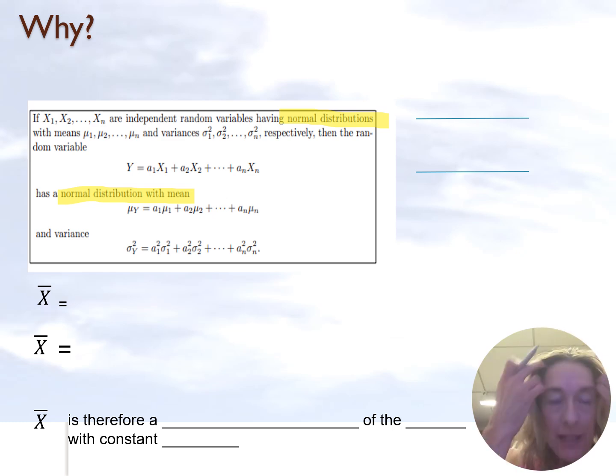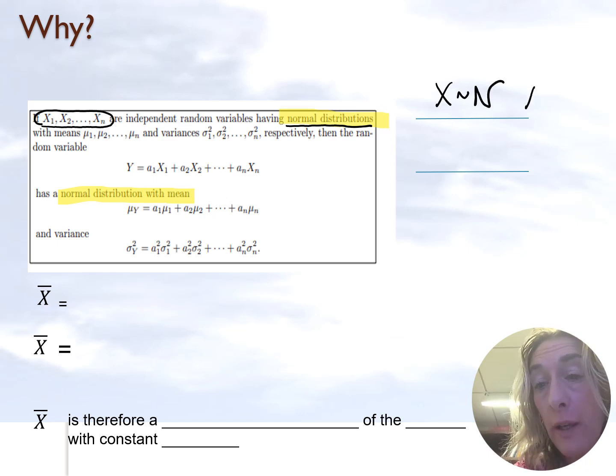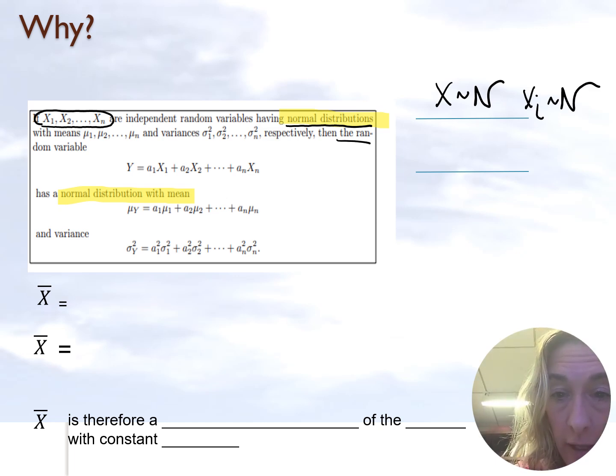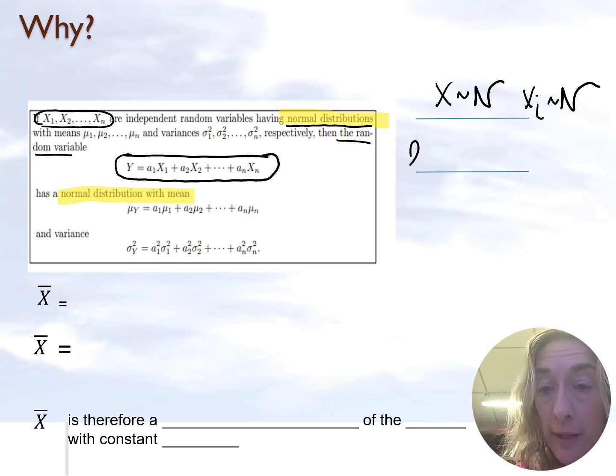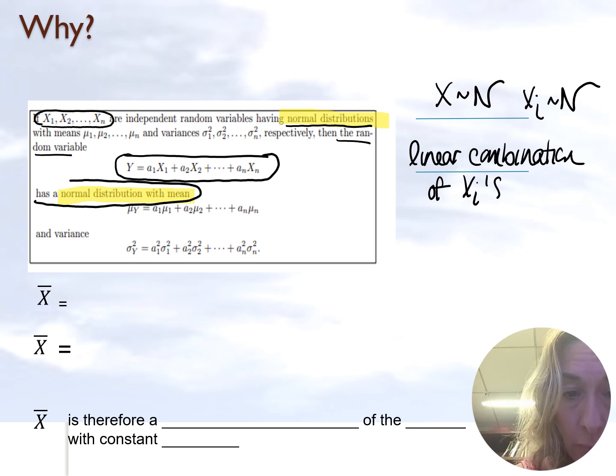So why is this the case? It's due to the following theorem. This theorem states that if your x's are random variables having a normal distribution, so another way to state that is if x is normally distributed, or if you want to write xi's are normally distributed, then this random variable right here, which as you will notice is a linear combination of the x's, also has a normal distribution.